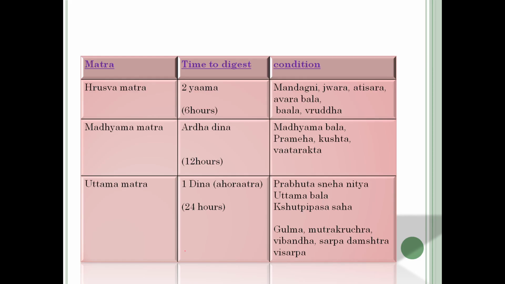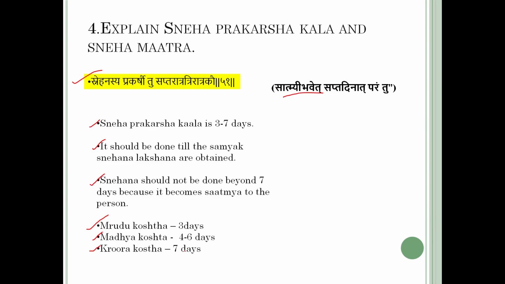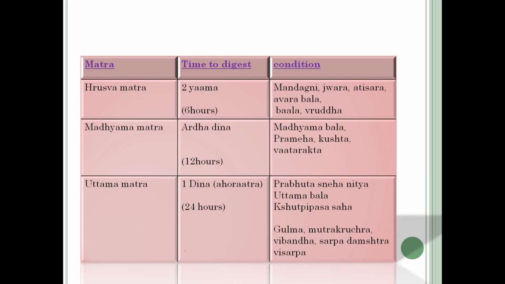Now the next sub question in this is Sneha Matra. What are the Sneha Matras? There are mainly 3 Sneha Matras, that is Hriswa Matra, Madhyama Matra and Uttama Matra. So what is Hriswa Matra? Hriswa Matra is what takes 2 yama to digest. What is 1 yama? It is 3 hours. So it will take only 6 hours to digest.